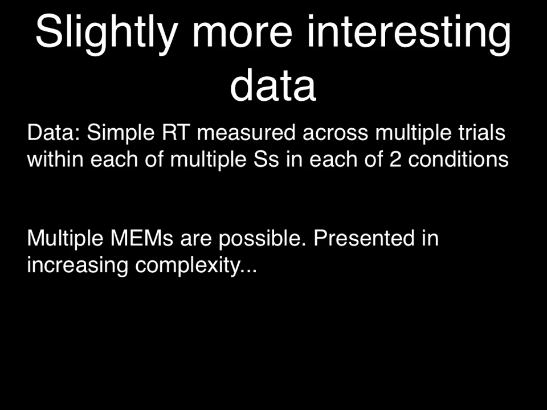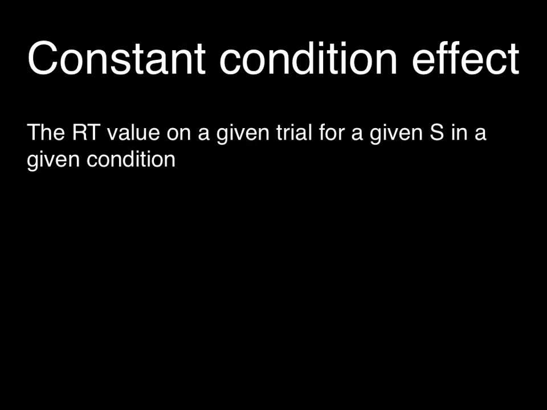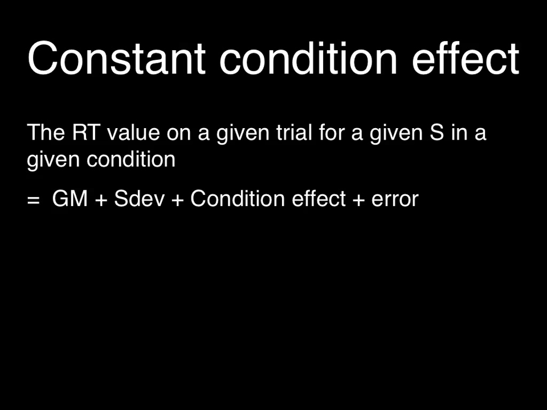In this scenario, there are multiple mixed effects models that are possible, and I'll present them now in order of increasing complexity. So the first model would be, I would call it the constant condition effect model. In this model, the RT value on a given trial for a given subject in a given condition is determined by an equation like this, very similar to the ones we've seen before. We've got the grand mean, subject's deviation from the grand mean, some condition effect, so depending on what condition they're in, that's going to be positive or negative, and error, of course.